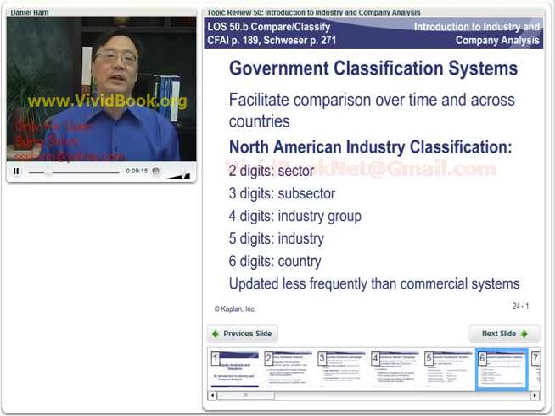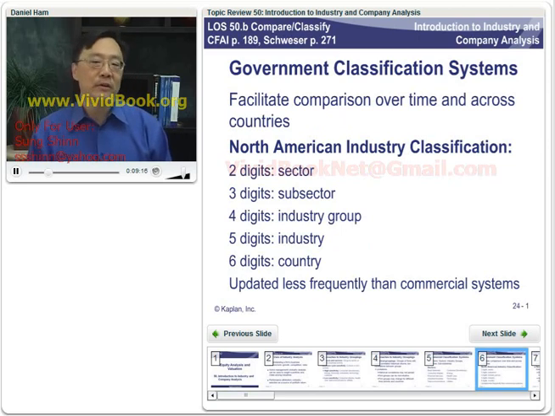Let's look at the government classification system. An example here is the North American Industry Classification System, a 6-digit numeric code that determines a company and where it fits in. The good thing about this government classification system is that you can compare over time and across industries, especially if you're using the North American Industry Classification. It's used by Canada, the US, and Mexico.